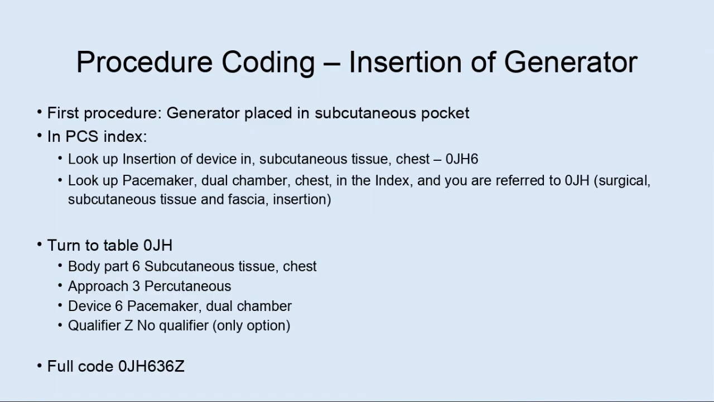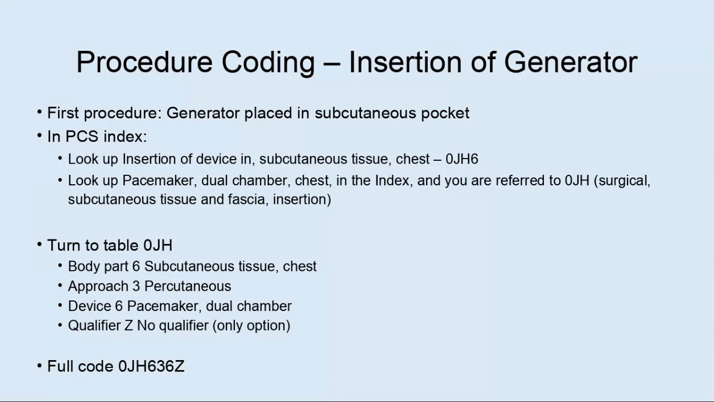Let's start with the insertion of the generator. In the PCS index, find insertion of device in subcutaneous tissue chest, and that gives you 0JH6. So that gives you the table we're going to, 0JH, and it gives you that first digit, okay? Now, you can also look up pacemaker, dual chamber, chest, and you're referred to 0JH. So again, this is two different ways, but they're both taking you to the same place.